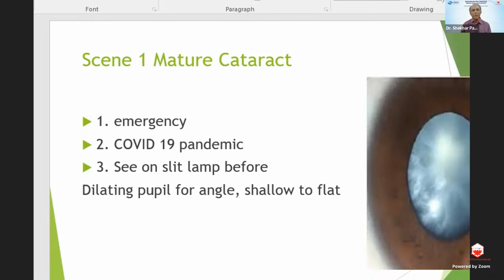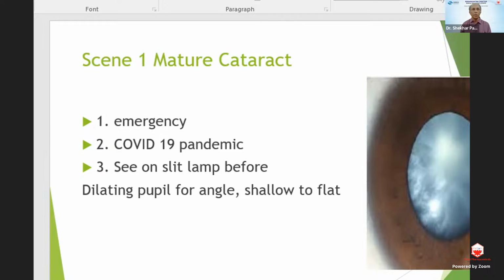Basically, I have designed this talk with preoperative evaluation on a case scenario basis. Scene one, a patient with mature cataract. I look at it as one of the foremost preventable ophthalmic emergencies. In emergency situation, we may land up in lens-induced glaucoma.